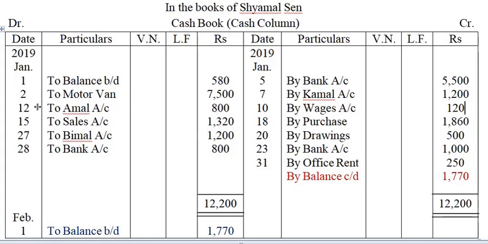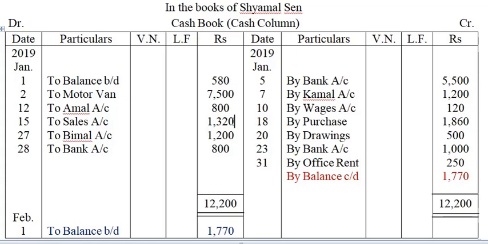Now on 12th January, you are receiving cash from Amal. So received from Amal. So you will write to Amal account 800 rupees. Okay. And on 15th, sold goods for cash. So you are selling goods for cash. So whenever you sell goods for cash, cash comes in, isn't it? Hence, it should be recorded towards the debit side. And on 15th January, we write to sales account 1320.